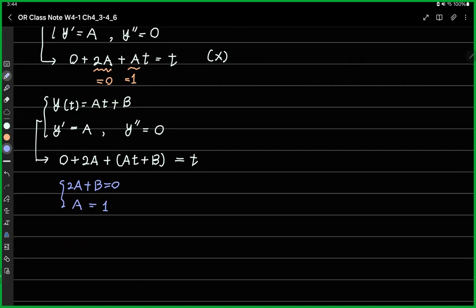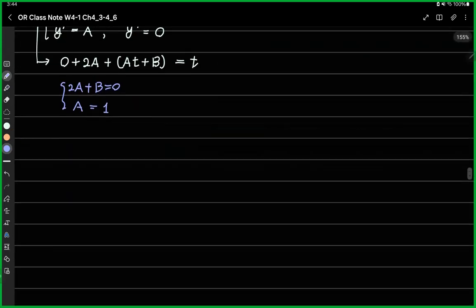So let's see examples. The first one, case one: a y double prime plus b y prime plus c y is equal to c times t to the nth power. I'm just generalizing this idea. n could be 0, 1, and so on, just a non-negative integer. So this is a monomial.